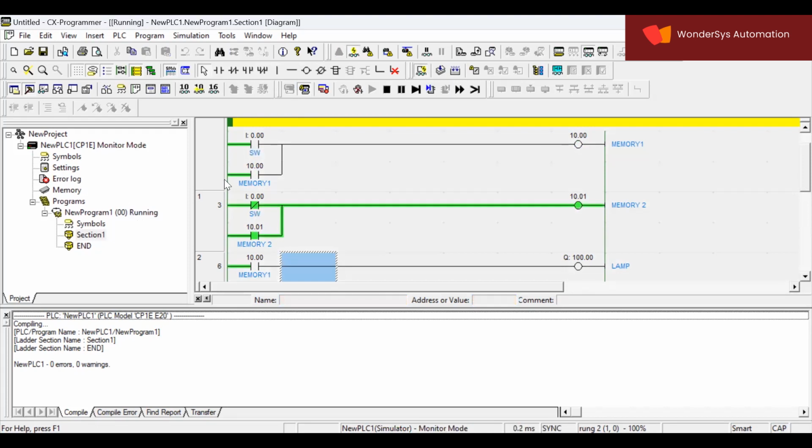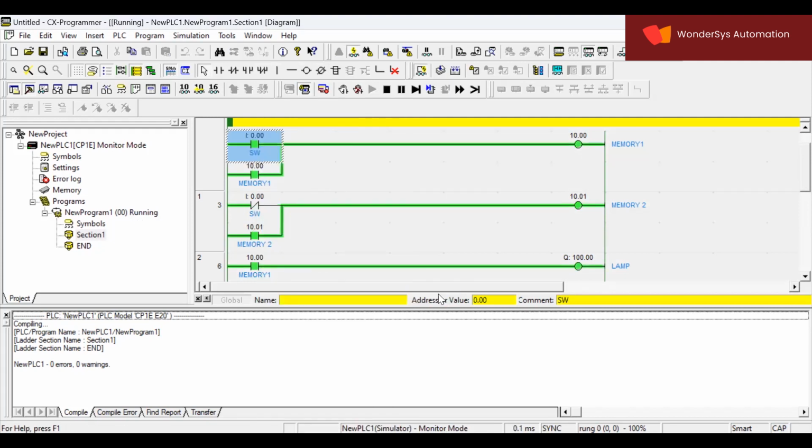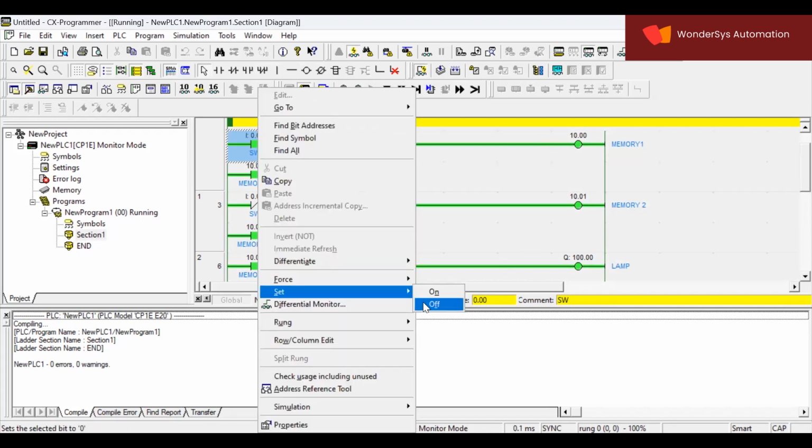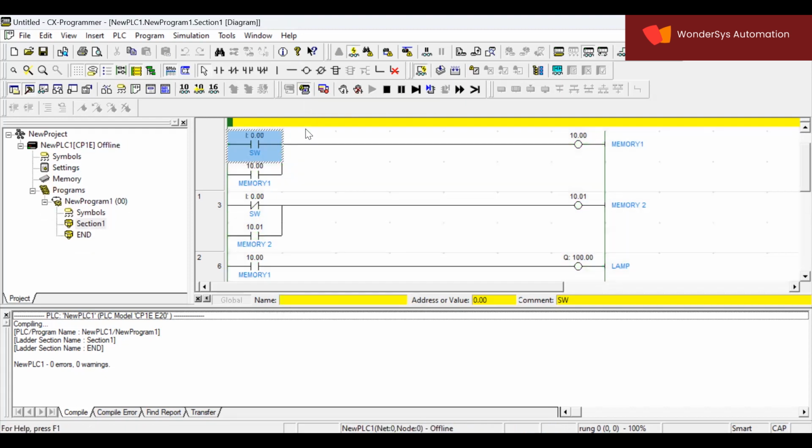So you can see here, this is storing the off state. I will make it on. Now when I switch it on, the lamp is getting on. Now when I switch it off, is the lamp getting off? No, madam, because of the latch. So I need to break the latch.